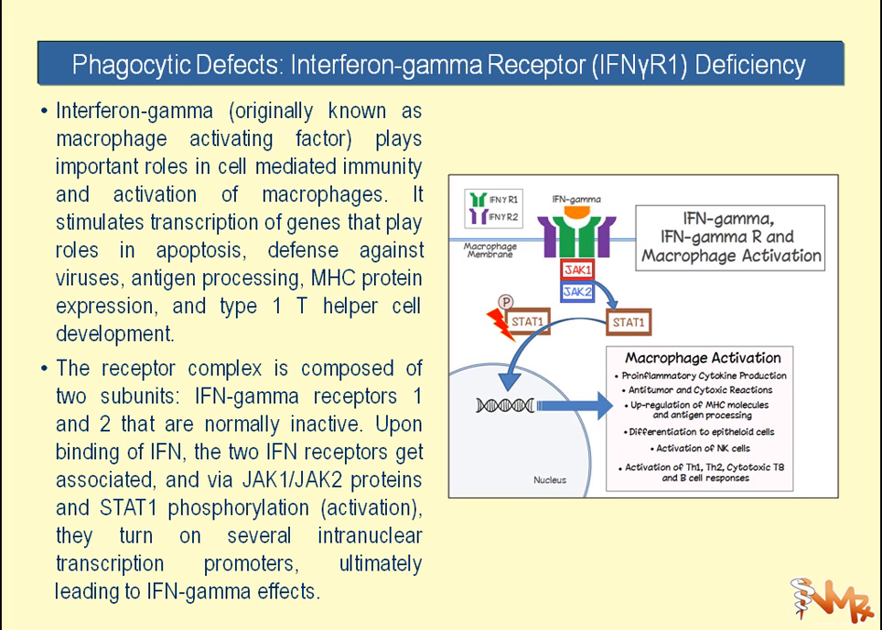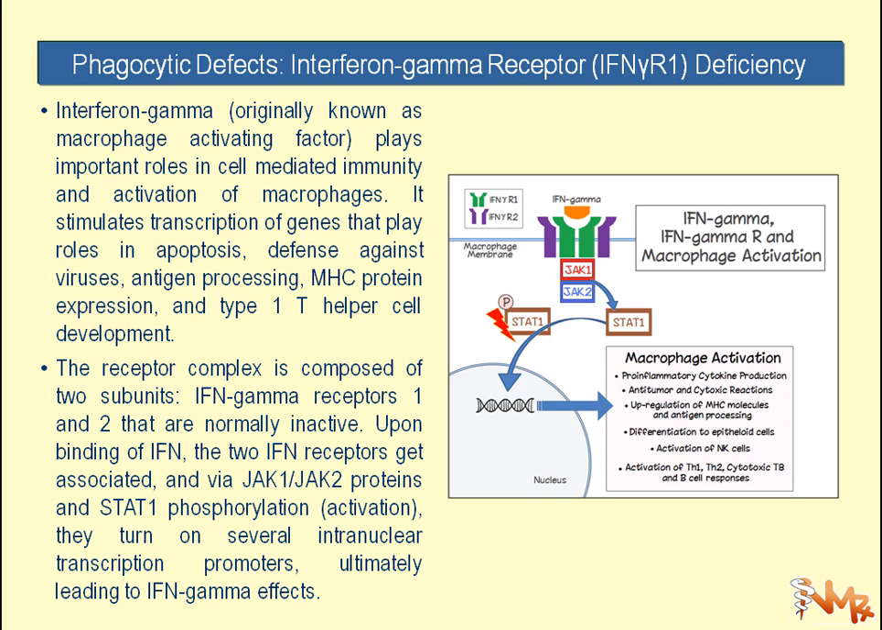How do they get associated? They get associated via JAK1 and JAK2 proteins. This results in STAT1 phosphorylation or activation. Activation of the STAT1 protein now turns on several intranuclear transcription promoters and ultimately leads to interferon gamma effects. And of course, as you see in this diagram, as the STAT1 gets activated, it ultimately causes formation of cytokines that are produced in activated macrophages.